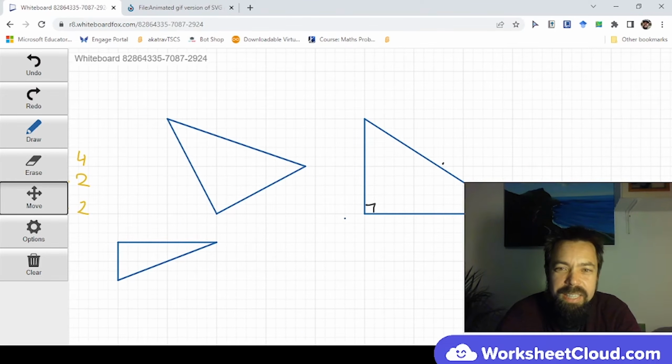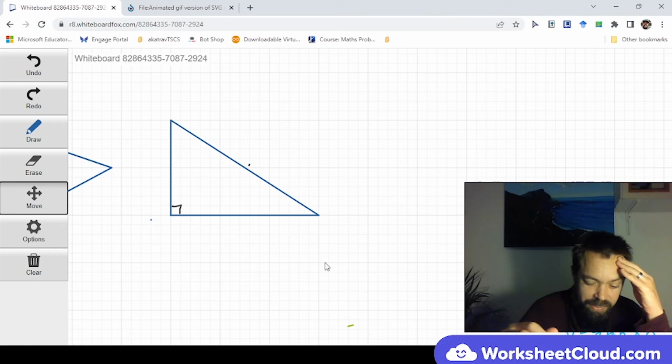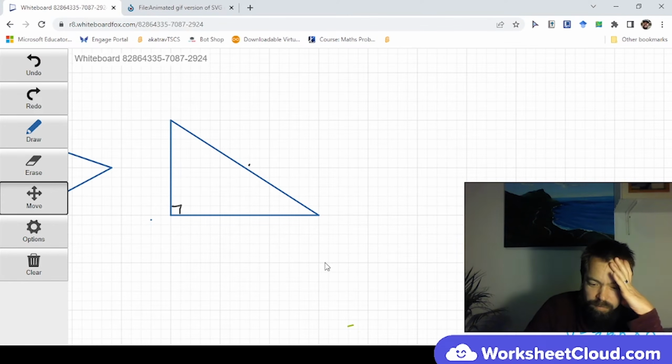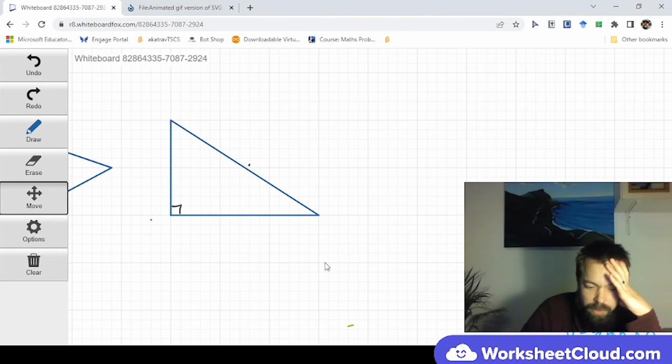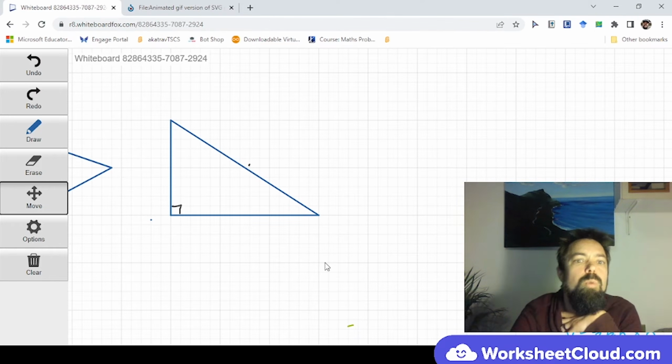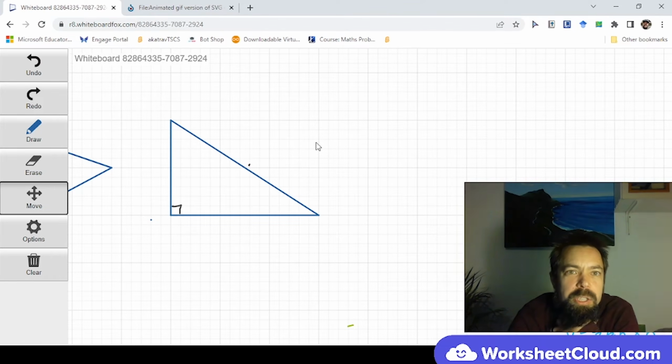All right, let's take a look at this triangle over here. Right, so I'm going to choose some different numbers quickly. Oh, wait, there is one thing I wanted to show you, and this is pretty cool.